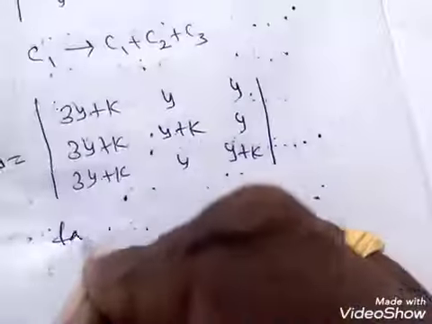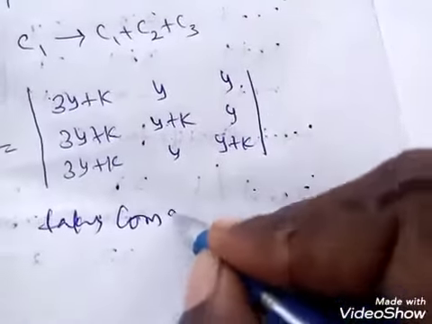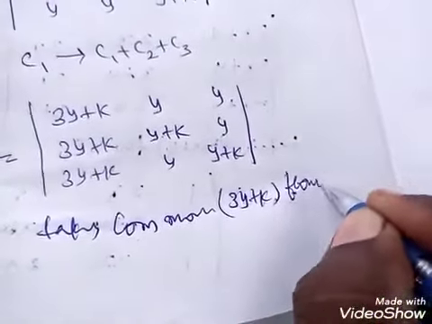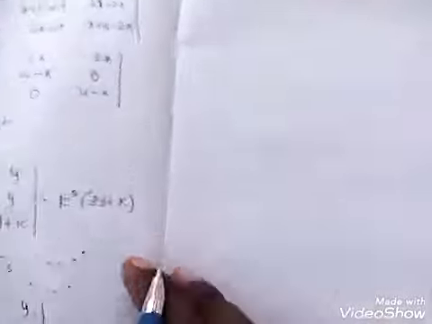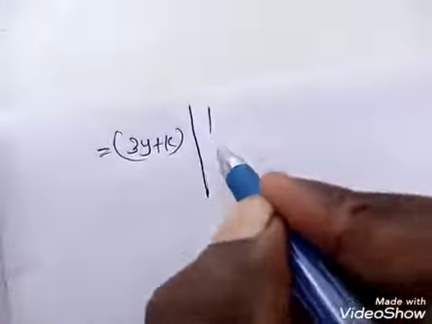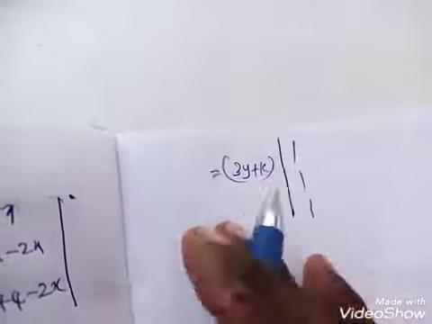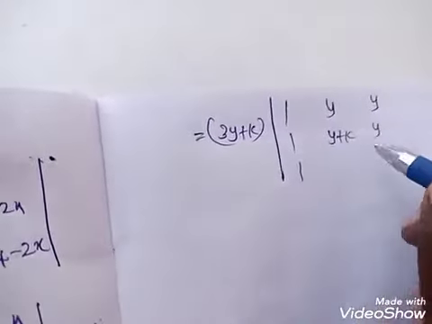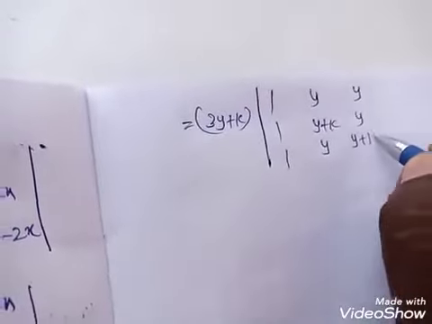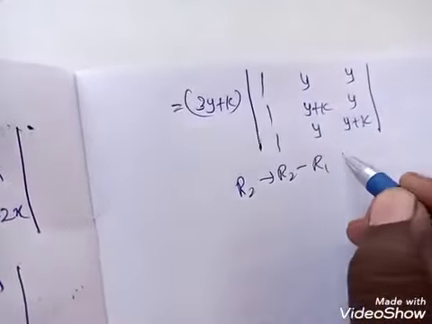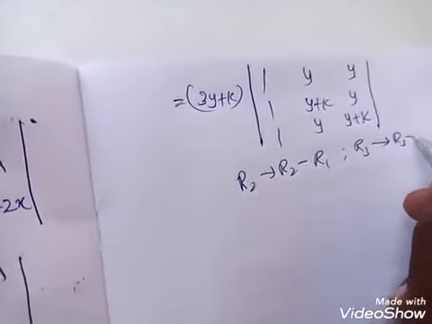Now here, taking common 3y plus k from C1, then what you are going to get? Here we are getting 3y plus k into 1, and the remaining is y plus k, y plus k. Again go for the same operation. R2 gives rise to R2 minus R1. R3 gives rise to R3 minus R1.